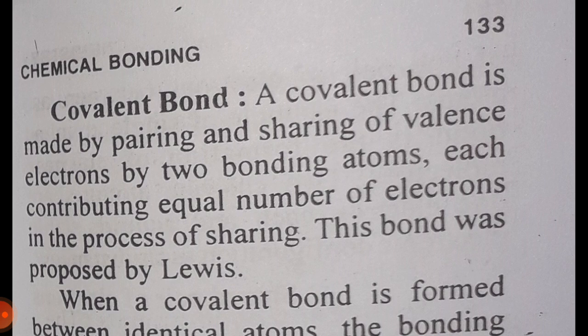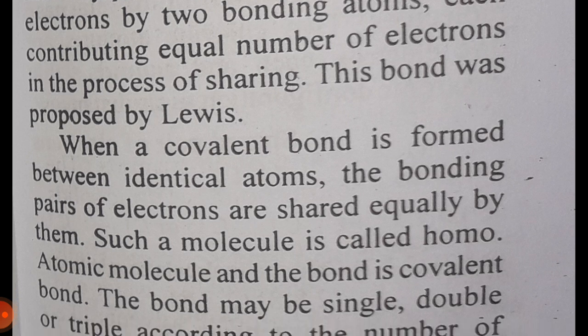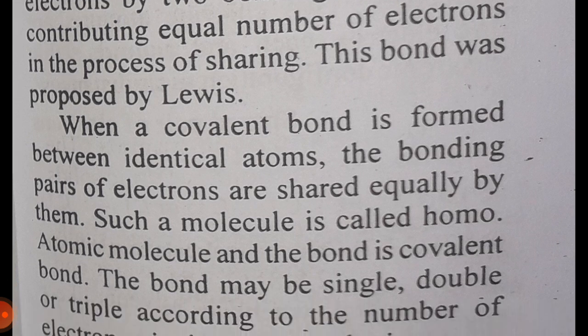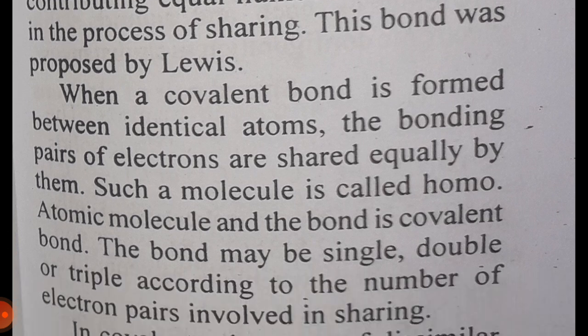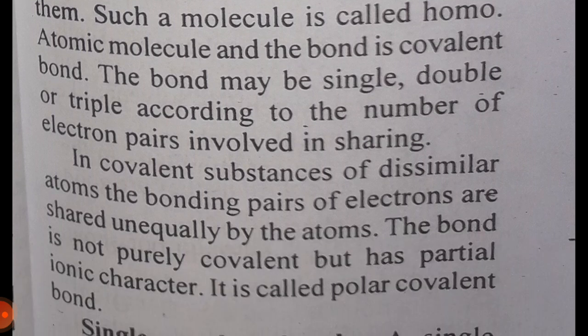Covalent bond. A covalent bond is made by pairing and sharing of valence electrons by two bonding atoms, each contributing an equal number of electrons in the process of sharing. This bond was proposed by Lewis. When a covalent bond is formed between identical atoms, the bonding pair of electrons is shared equally by them. Such a molecule is called homoatomic, and the bond is a covalent bond.